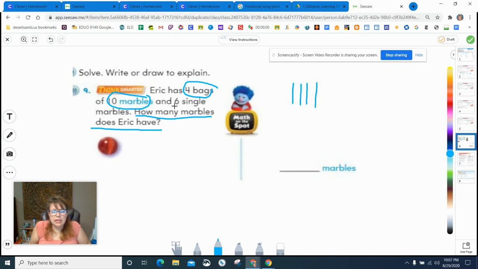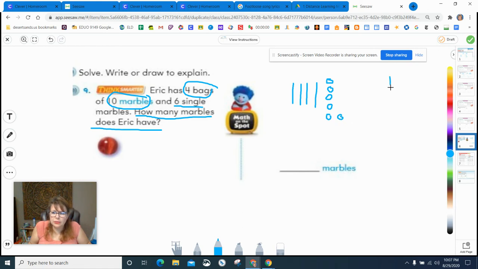Now it also says that it has 6 single. Single means by themselves. That means they're ones. So I'm going to draw my circles. Remember to draw them in groups of 5 if you have more than 5. So we go 1, 2, 3, 4, 5, and one more will be 6. And then I stop. So this is the number I have.